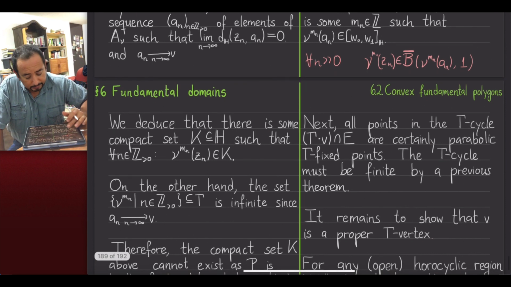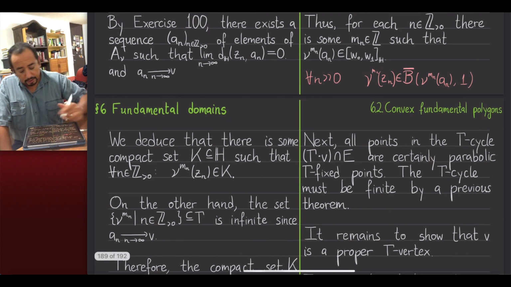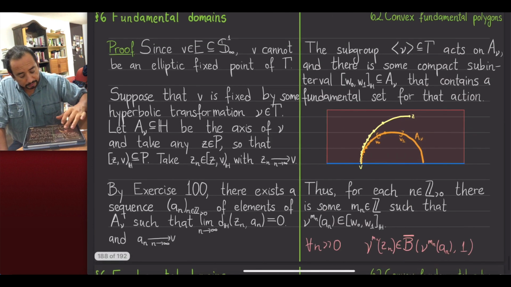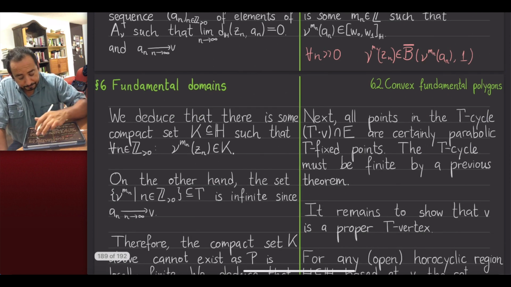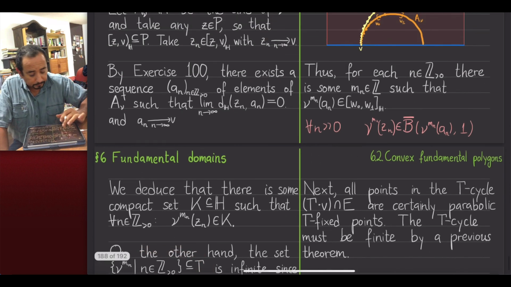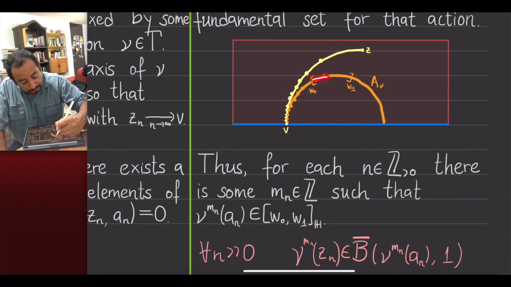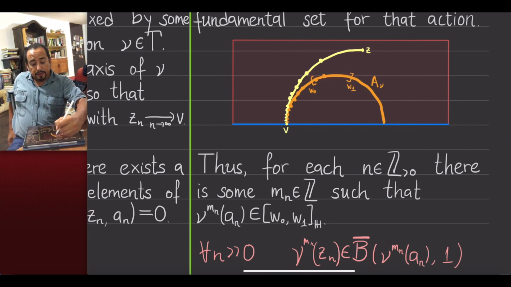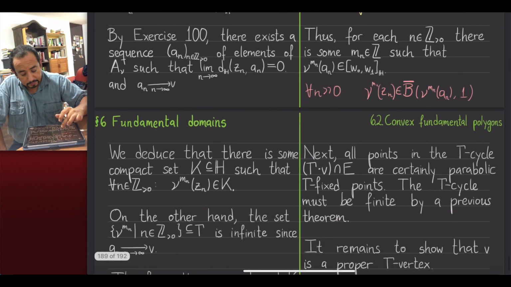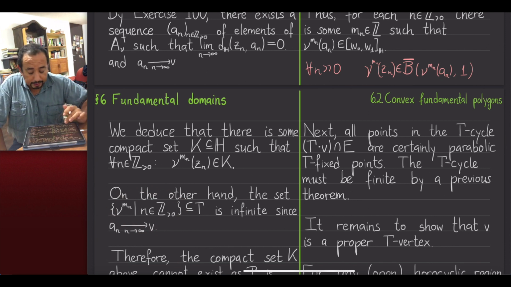But okay, this is on the one hand. On the other hand, consider the set of powers of nu, the powers that move the corresponding ANs into the interval. This has to be an infinite subset of gamma. Why? Because if it were only finite, then the images of this interval would be only finitely many. So one would be able to cover the whole axis with finitely many compact intervals. But all of them have finite length, so that's impossible. This one has infinite hyperbolic length. So this must be infinite. It cannot be finite.